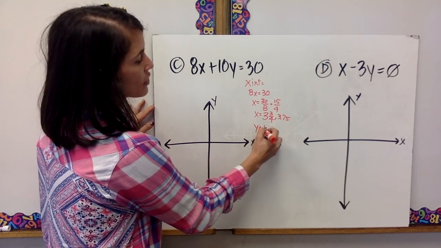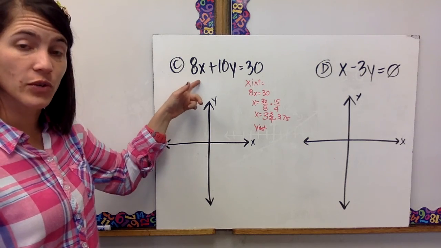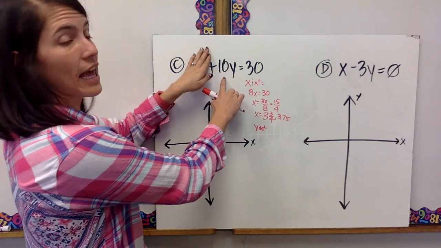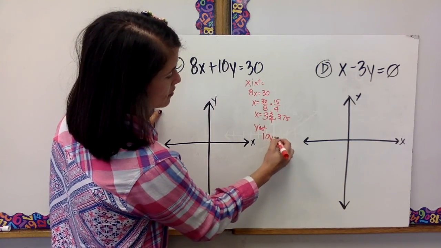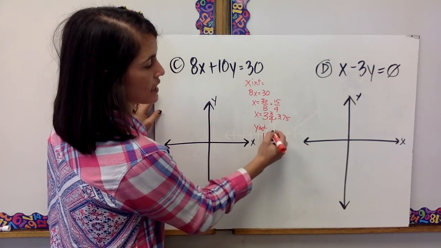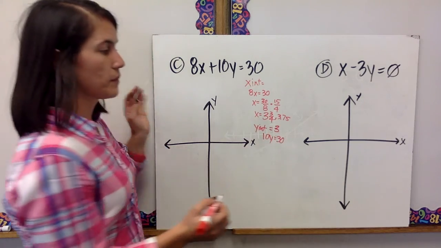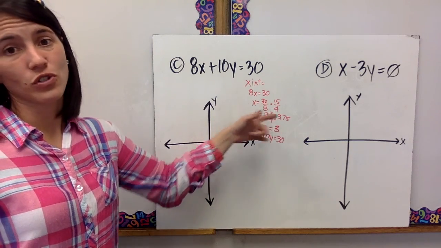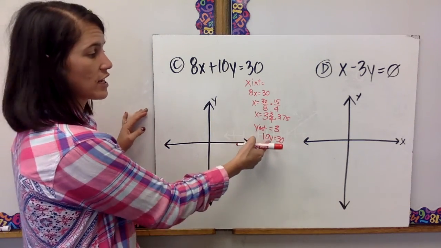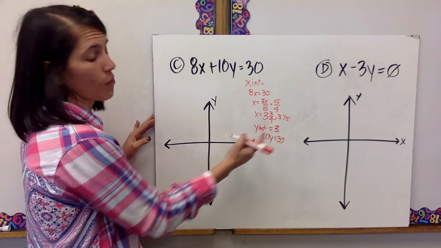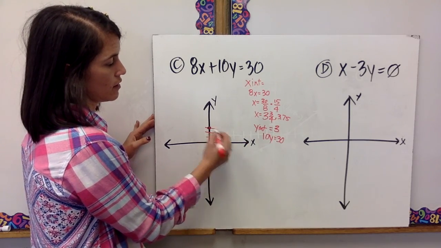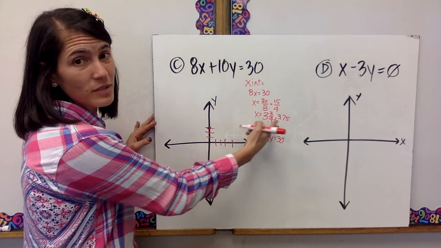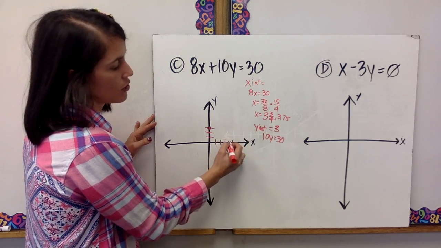To find the y-intercept, we substitute x as 0. So 8 times 0 is 0. 10y equals 30. And this one, you divide by 10, and y equals 3. So I know that my y-intercept is 3, my x-intercept is 3 3/4 or 3.75. So to graph these, I'm going to go up on the y-axis to 3, and then I'm going to go 1, 2, 3, 4. My x-intercept is 3.75, which is going to be close to the 4.